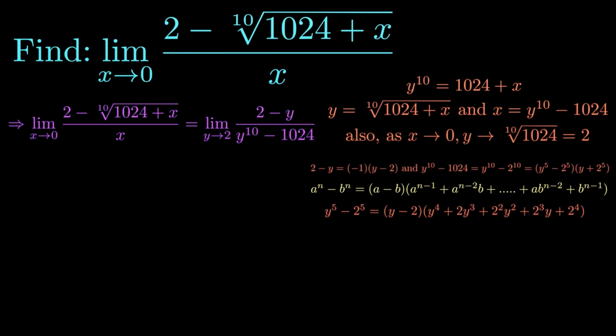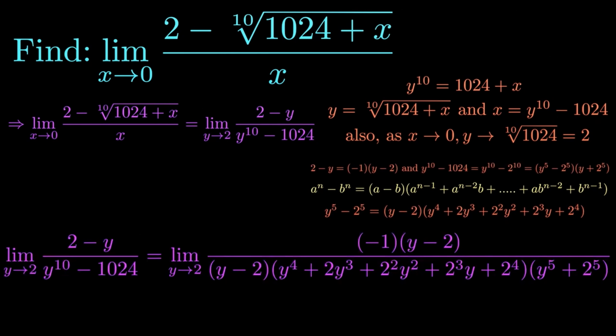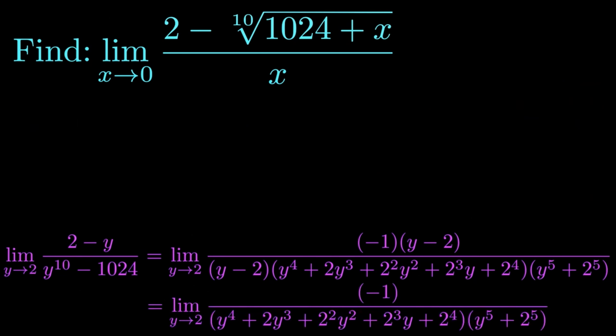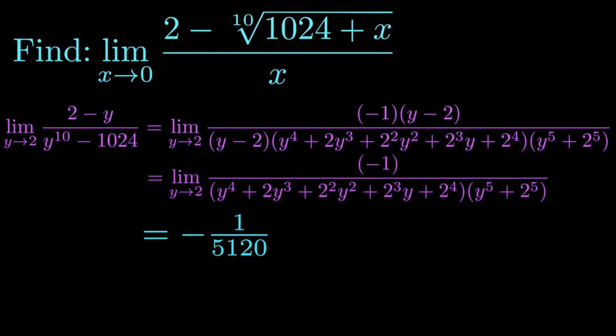This allows us to rewrite our limit as the limit as y approaches 2 of minus 1 multiplied by y minus 2, divided by y minus 2 multiplied by y to the 4th power plus 2 times y cubed plus 2 squared times y squared plus 2 cubed times y plus 2 to the 4th power, all multiplied by y to the 5th power plus 2 to the 5th power. And of course we can cancel a factor of y minus 2, so we're just left with the following limit. And now we can just let the limit tend to 2 without worrying about dividing by 0, which gives us a final answer of minus 1 divided by 5120.